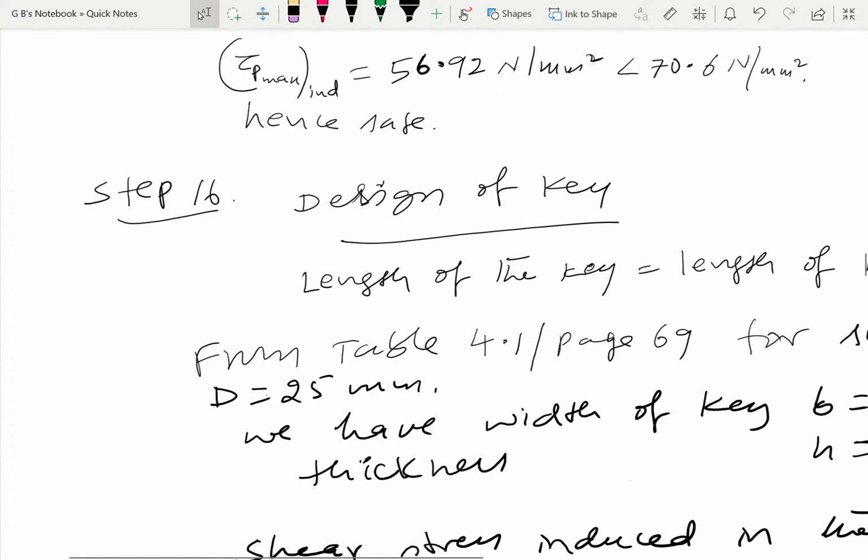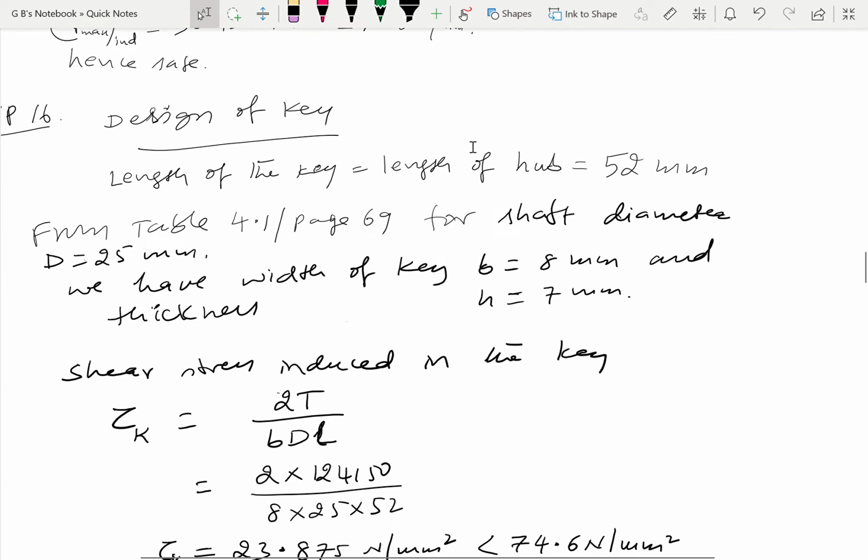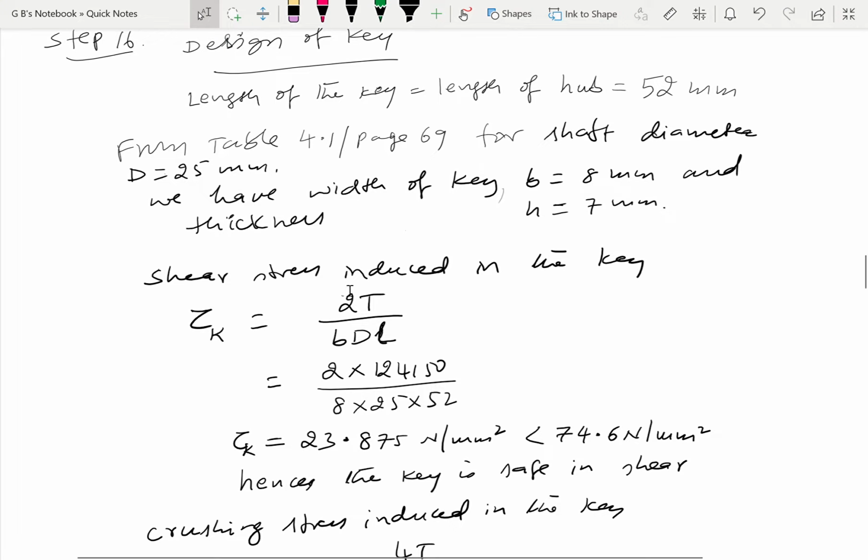Step 16, design of key. You know that the length of the key is equal to the length of the hub. Length of the hub is 52 millimeter, so we can consider length of the key as 52 millimeter. And from table 4.1, page 69, for shaft diameter D equal to 25 mm, we have width of key B equal to 8 mm and thickness H equal to 7 mm. Now after selecting these values, we will check for the stresses.